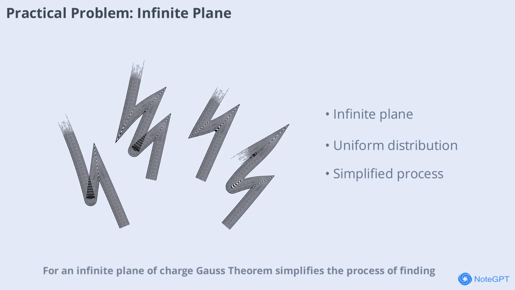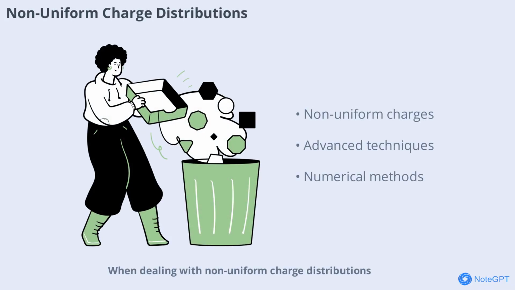For an infinite plane of charge, Gauss theorem simplifies the process of finding the electric field above and below the plane. This example highlights the theorem's effectiveness in handling large, uniform distributions. When dealing with non-uniform charge distributions, Gauss theorem may not always provide a straightforward solution. In such cases, more advanced mathematical techniques or numerical methods are required.